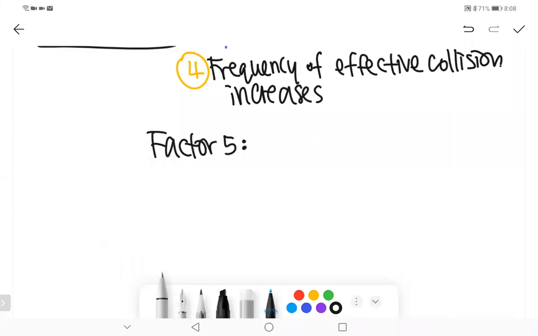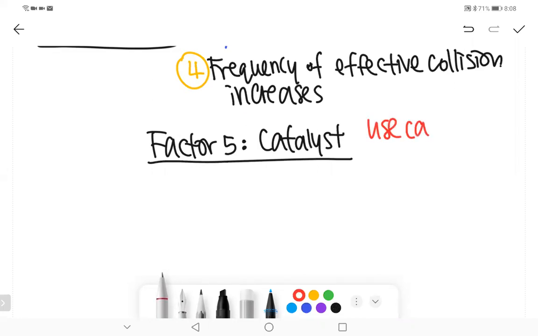Factor number 5 is called catalyst. What's the concept again? When we use a catalyst, the rate of reaction becomes higher. The chemical reaction becomes faster whenever we use a catalyst. There are a few things you need to know about catalysts.